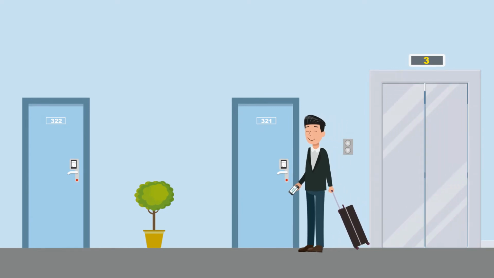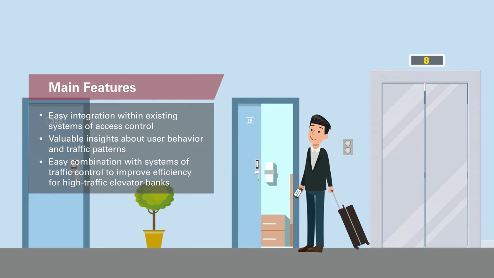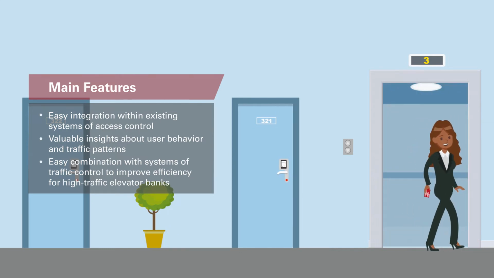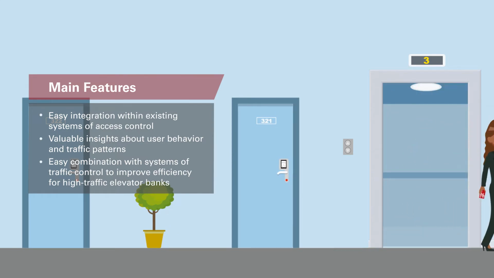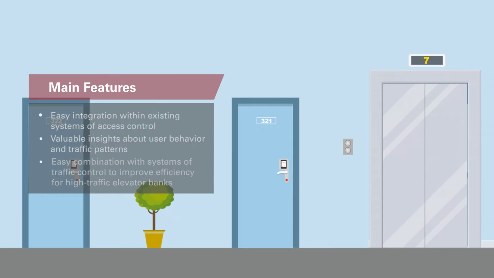Elevator access systems using RFID, BLE, and NFC are ideal as they can be integrated within existing systems of access control. They provide valuable insights for building managers and security staff regarding user behavior and traffic patterns. They can be combined with systems of traffic control to improve efficiency for high traffic elevator banks.